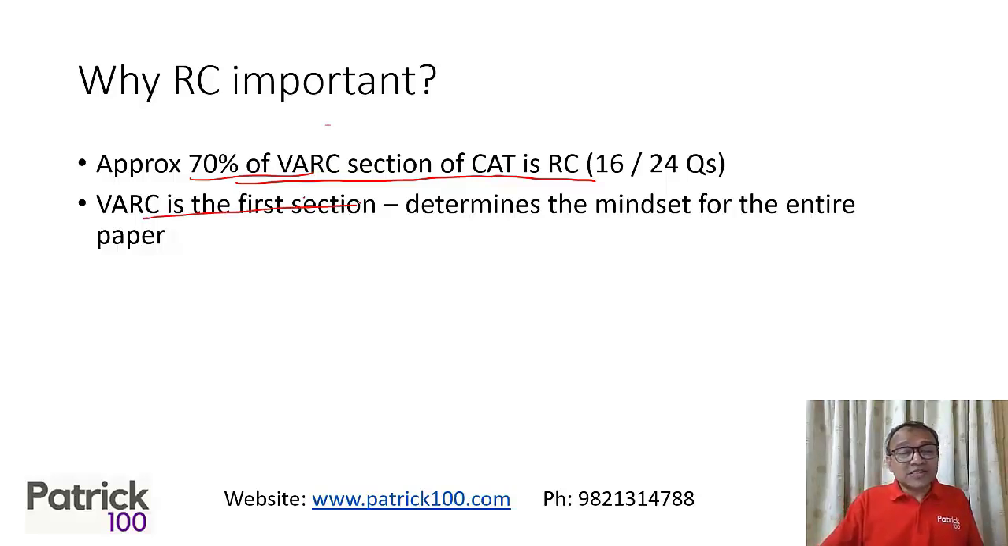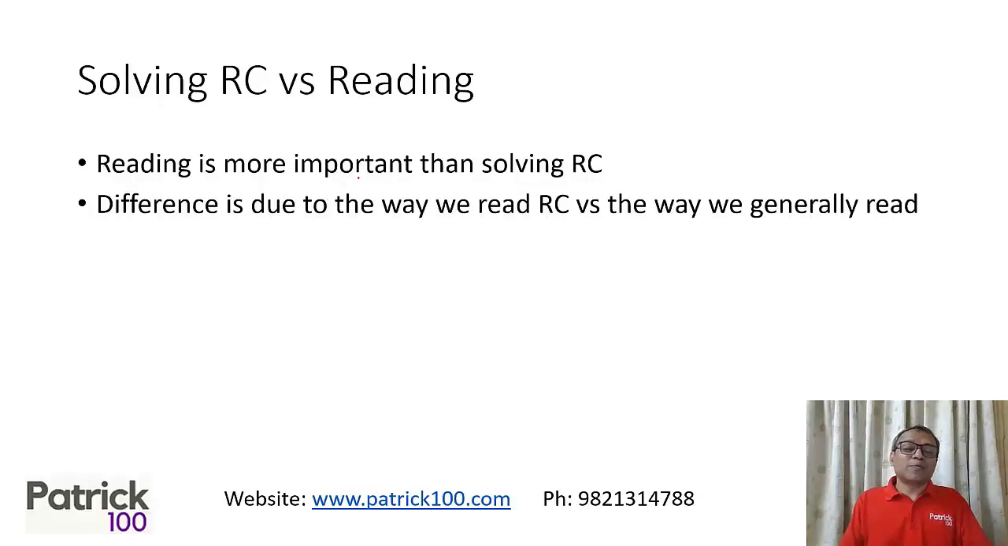Also, VRC is the first section, so automatically it determines the mindset of the entire paper. If your VRC section goes good, of which 70% is RC, your mindset is more clear because you know that you've got enough marks. But if the VRC section goes bad, somewhere it lingers around your mind and that affects your entire paper. So RCs are the most important part of the paper.